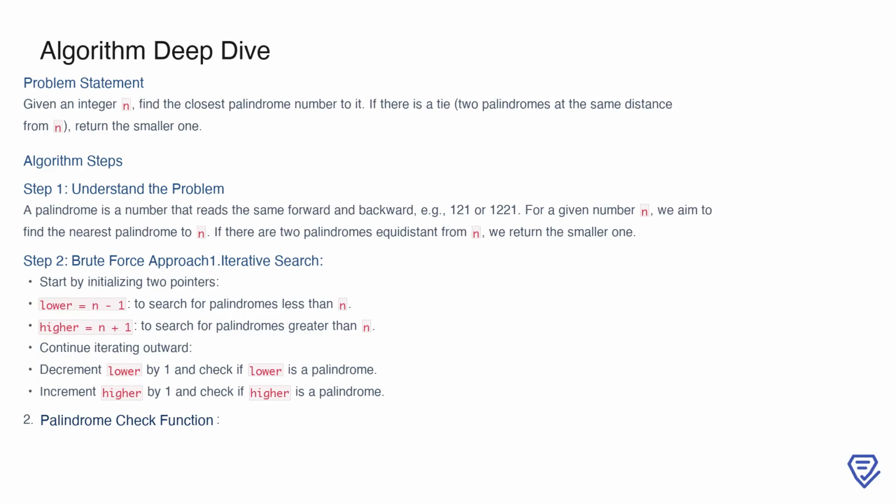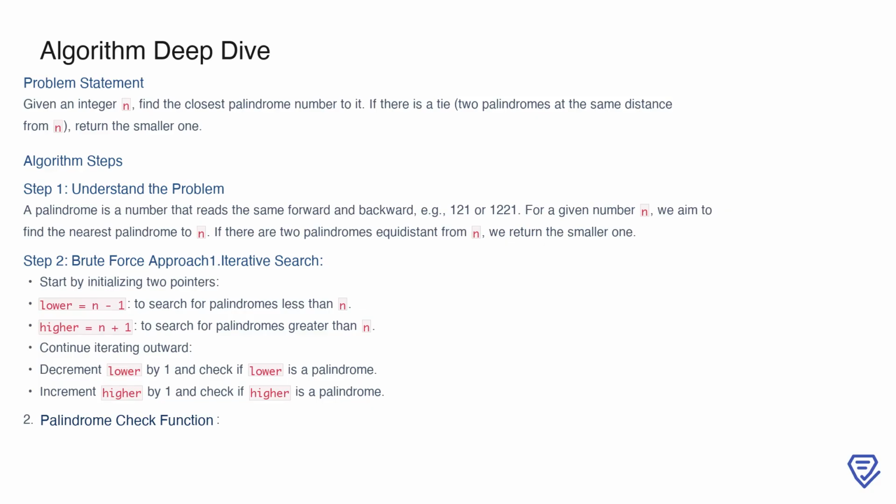To solve this, we can start with a brute force approach. First, we initialize two pointers, lower and higher, to n-1 and n+1 respectively. These pointers will help us search for palindromes smaller and larger than n. As we iterate outward, we decrement lower and check if it's a palindrome, and simultaneously increment higher to check if it's a palindrome. This approach ensures we systematically explore potential candidates for the closest palindrome.